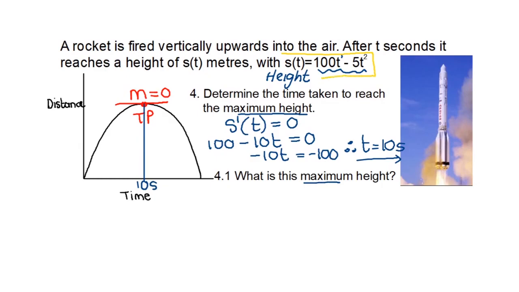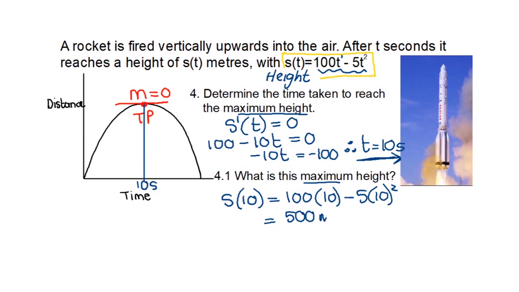The formula that I have for height is given there, and I know the time where this maximum will actually happen is after 10 seconds. So I can just use that formula and replace the t with 10 seconds, which I have just calculated. So replace every t with a 10, which means I'll get 1,000 minus 500, which is 500 meters.